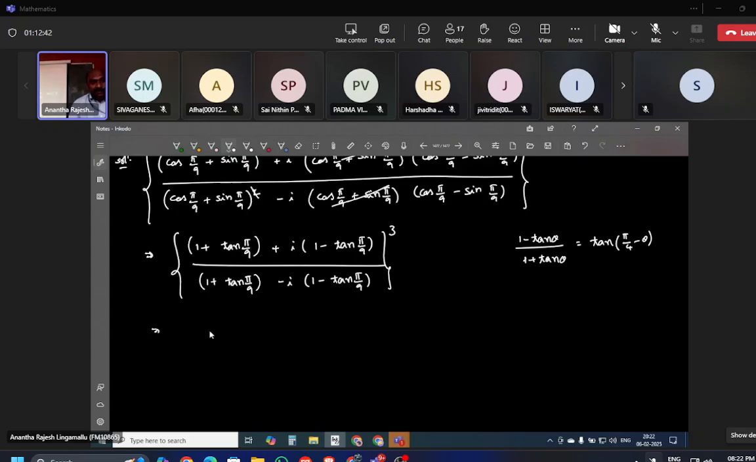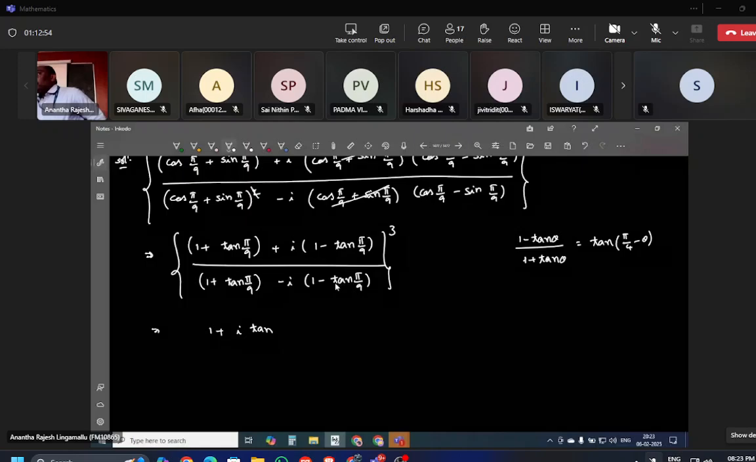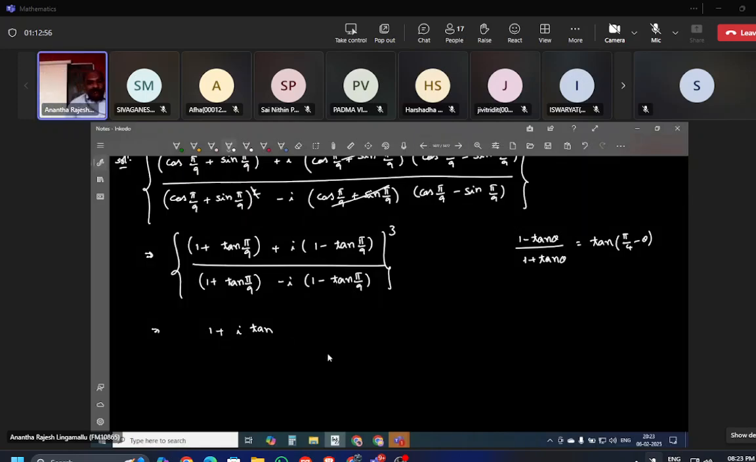Okay, so this becomes 1 plus i into, directly can I put the formula? Tan 45 minus pi by 9 means how much? Pi by 9 is 180 by 9, that means 20 degrees. 45 minus 20 is 25, can I write? So 1 plus i tan 25 by 1 minus i tan 25, for this whole cube. Does anyone have difficulty in this step?